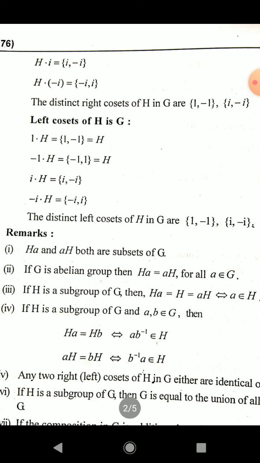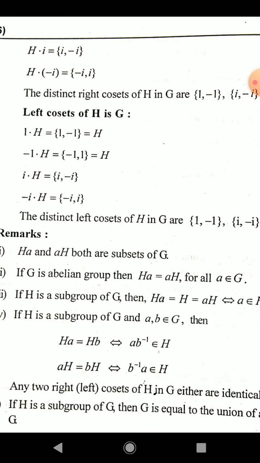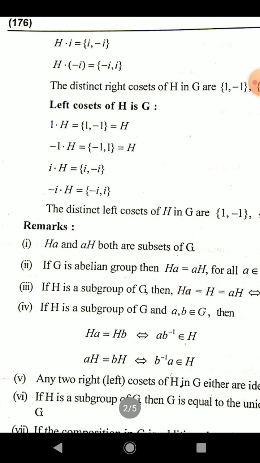And fourth, if H is a subgroup of G and A, B belong to G, then HA is equal to HB. Means two right cosets generated by two different elements of group G are equal if and only if A times B inverse belongs to H. The same is true for left cosets, but in this case we have to take the multiplication like this: AH is equal to BH if and only if B inverse A belongs to H.